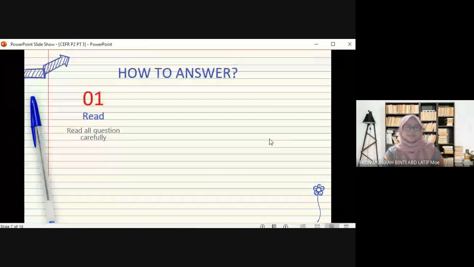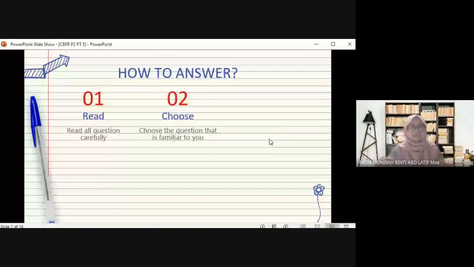Kenapa nak baca 3-3 soalan? Because you have to choose the question that is familiar to you. Okay, Akilah and all of you, korang semua, kamu kena pilih soalan yang kamu paling selesa dan paling banyak idea untuk tulis.